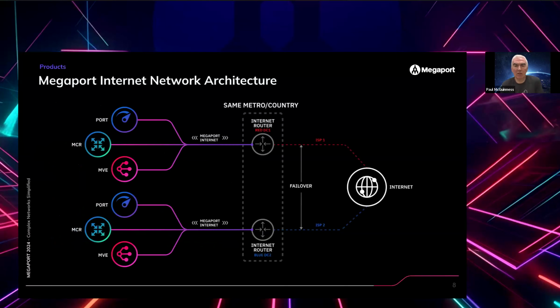So what does it look like? Well, this is what it would look like in a single metro. In this metro, you can bring up the edge services, port, MCR, MVE, and then you can connect those to Megaport Internet, either red or blue. Those are connected to separate major ISPs, and we've got failover between those as well. If one of the ISPs had an issue, then there would be failover from one to the other.